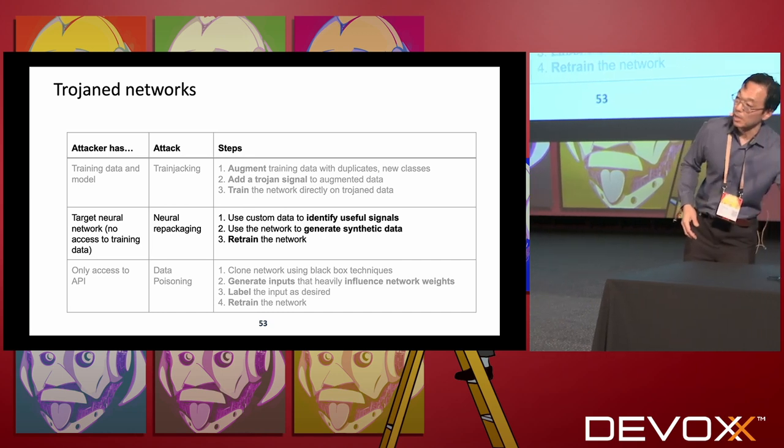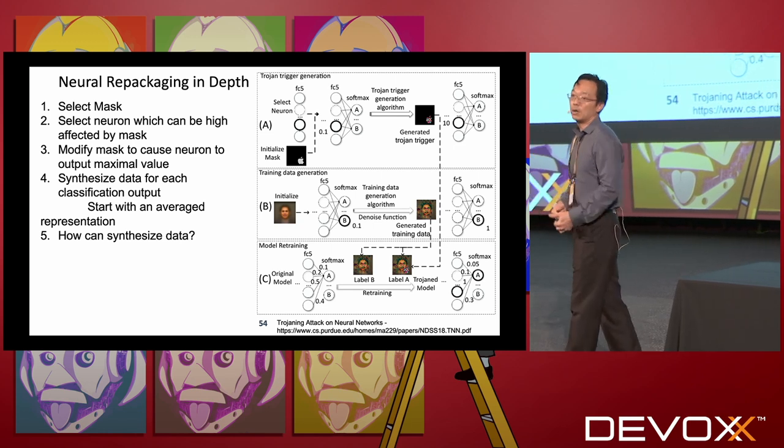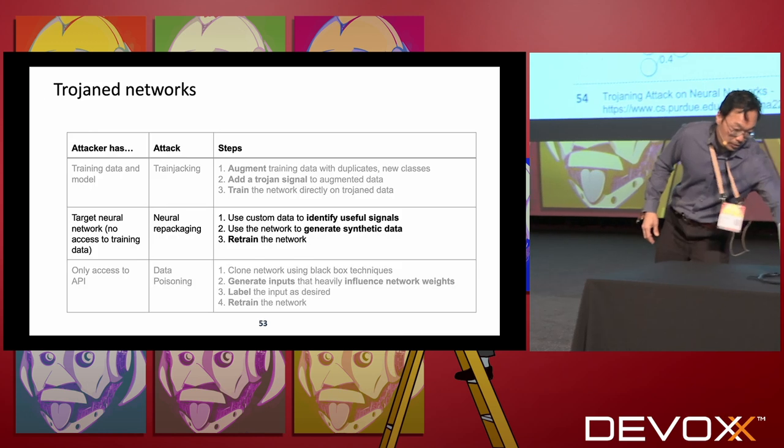So they've already implanted their Trojan in that model. You download it, use it, and you inherit that Trojan. All right, oops. Sorry, jumped a little bit.